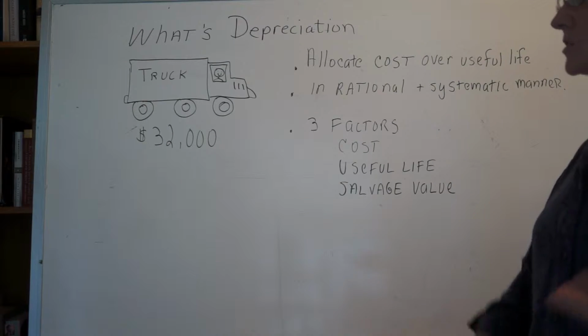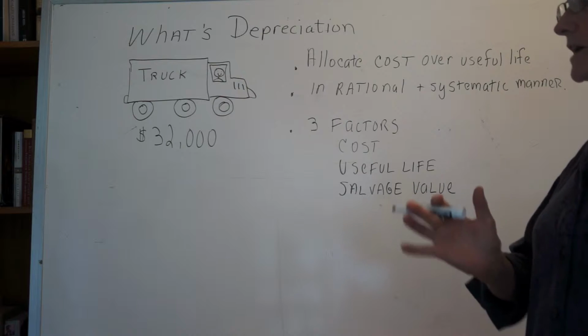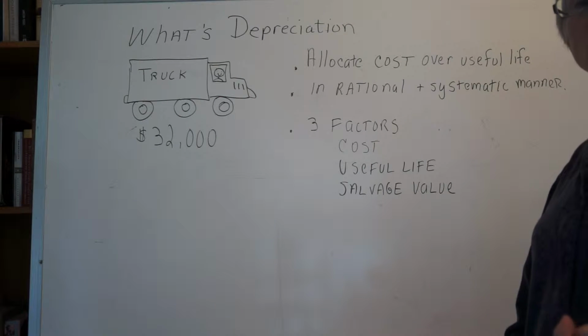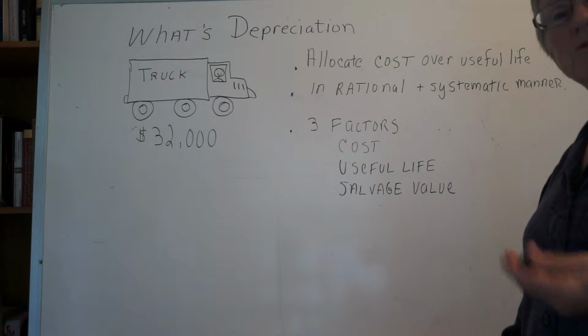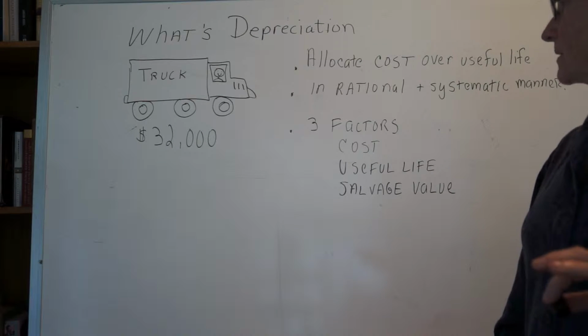You can't just say, oh, we'll take, you know, $2 this year and $4,000 the next year. It has to be a rational and systematic manner that in some way makes sense. We'll look at 3 different methods for doing that: straight line, units of activity, and double declining balance.